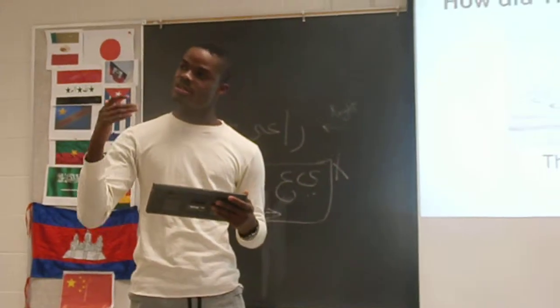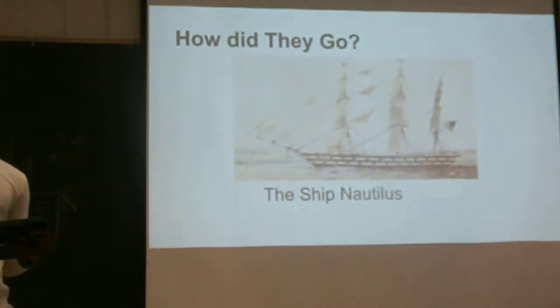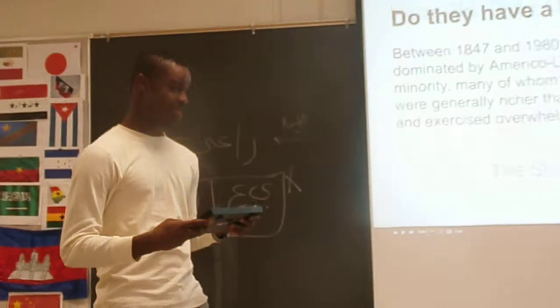How did they go? It is recorded in history that at that time, in 1821, the only means of transportation was through ship. So a ship called Nautilus took about 88 slaves from America to the coast in West Africa, today commonly known as Liberia.